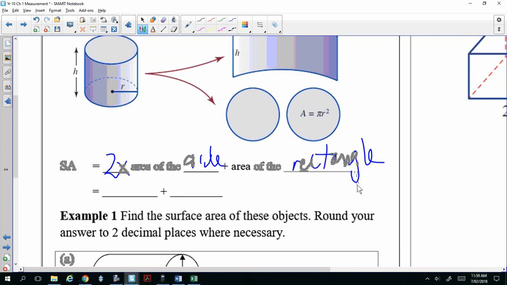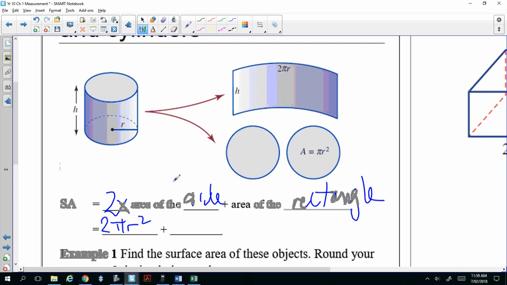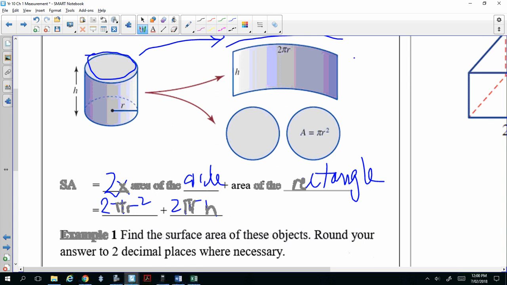So 2 times the area of the circle is pi r squared, and the other one is the rectangle, because the circumference of the circle becomes the length, so we get 2 pi r h. That's the area of the rectangle. Well, this part is also known as the curved surface area. So when the question says find the curved surface area, that's what they refer to.